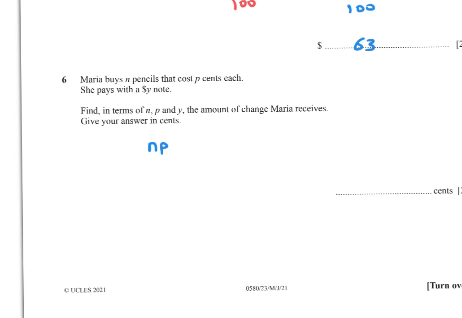She pays Y dollars, so we need to change Y to cent, you have to multiply by 100. So this will be 100Y. This is what she paid. Now to find the money left, we need to subtract. So 100Y minus NB.